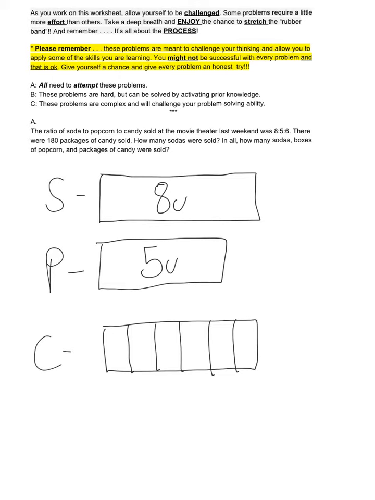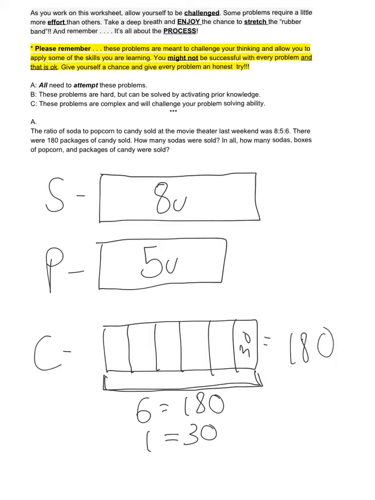Now it says there were 180 packages of candy sold. So when we look at our unit bar for candy, it's telling us that these 6 units right there are worth 180 packages. So now that means how much is 1 unit going to be worth? Well, 180 divided by 6 is 30. So we now know that each unit is worth 30.